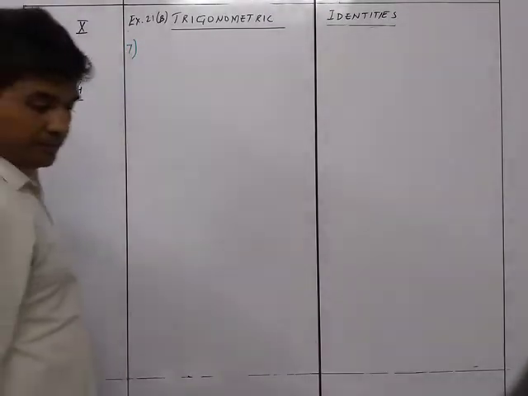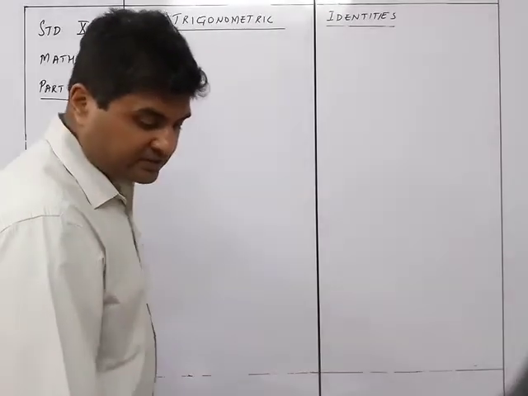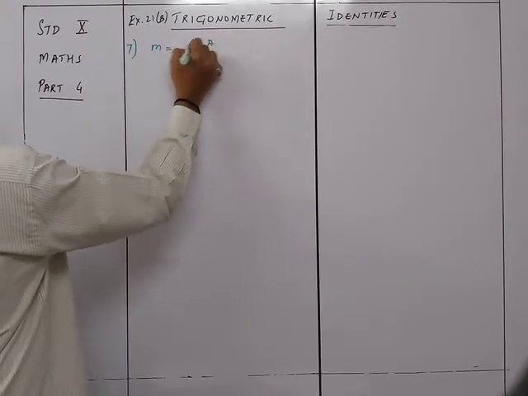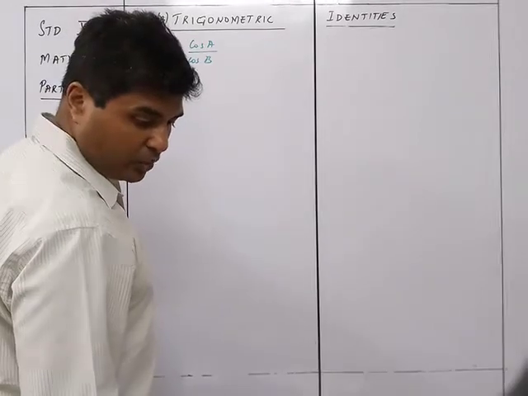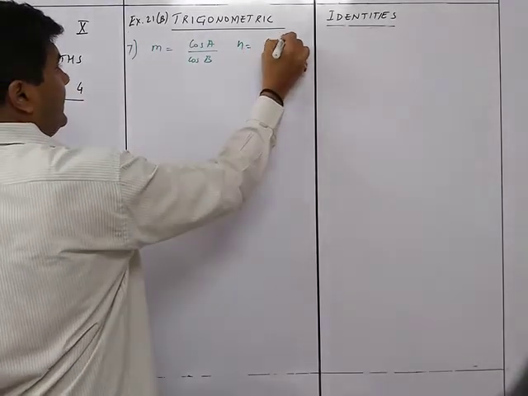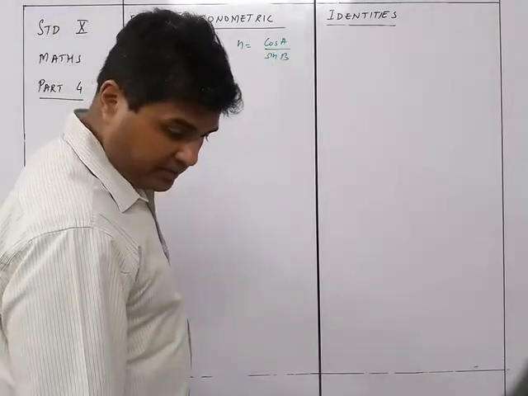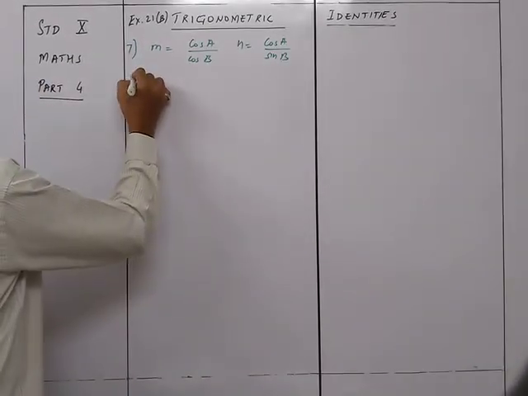Sum number 7. M is equal to cos A upon cos B, and N is equal to cos A upon sin B. You need to show that... Proof.